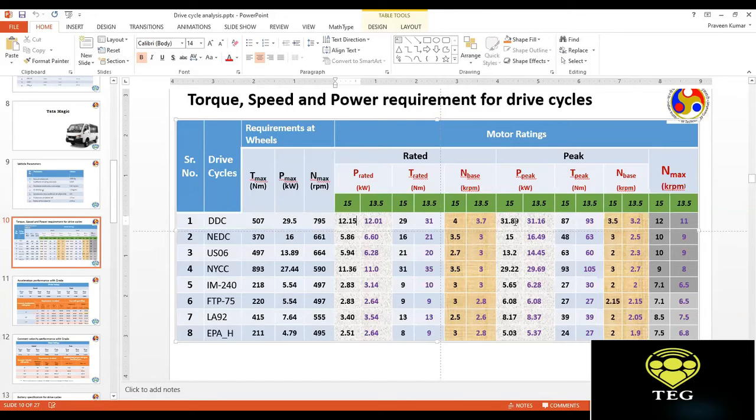And this is what we see for different drive cycles. The rated power requirements are not very high. For the daily drive cycle, it is around 12.5 kilowatts, whereas for the New European drive cycle, it's around 5.86 kilowatt. So you see, if you have more disciplined traffic, then the amount of actual rated power that you need for your motor is just 6 kilowatt. Whereas for the unruly traffic of Delhi or New York, you need around 12 kilowatt rated power.